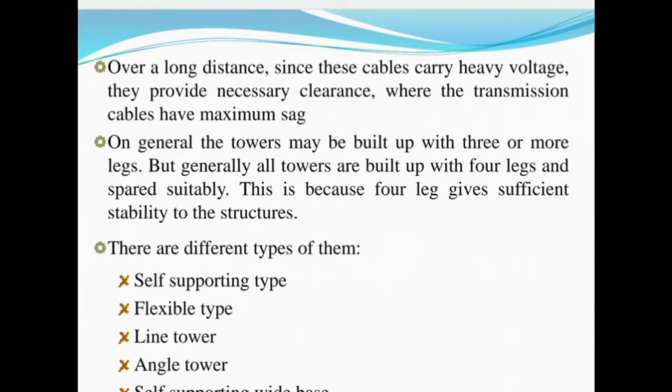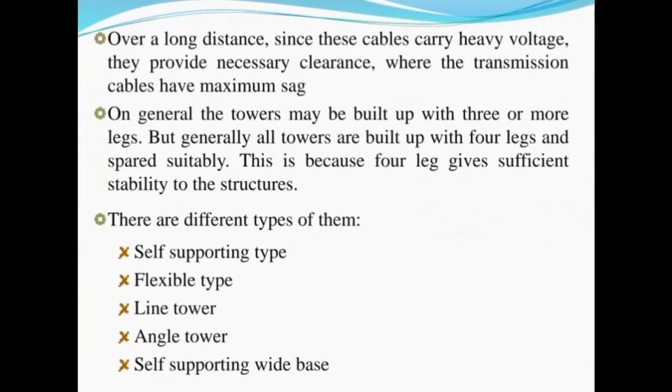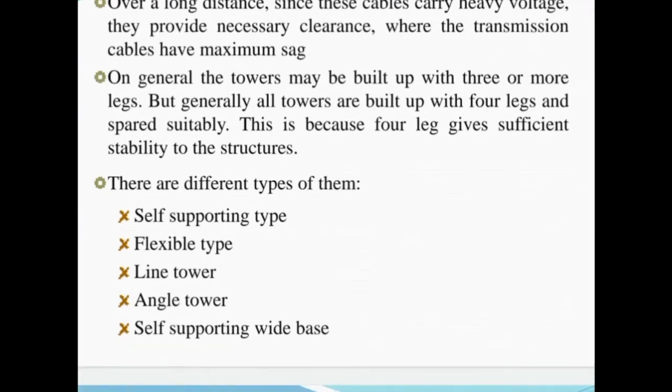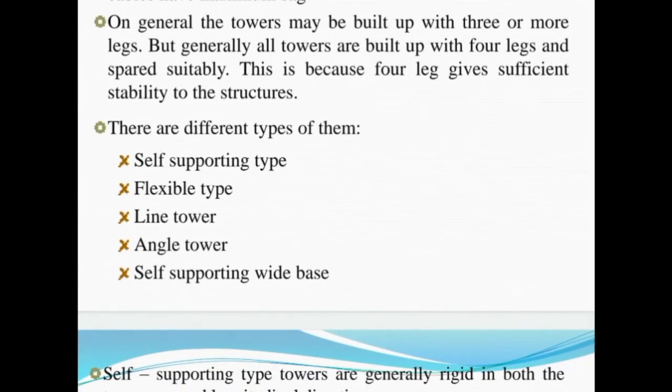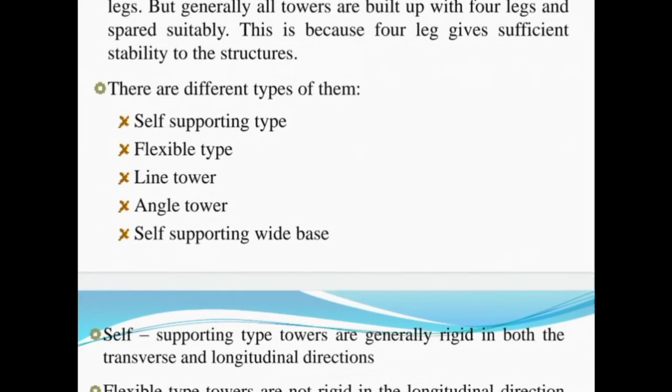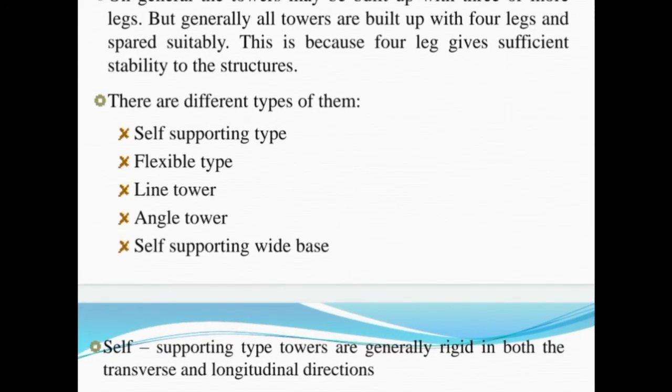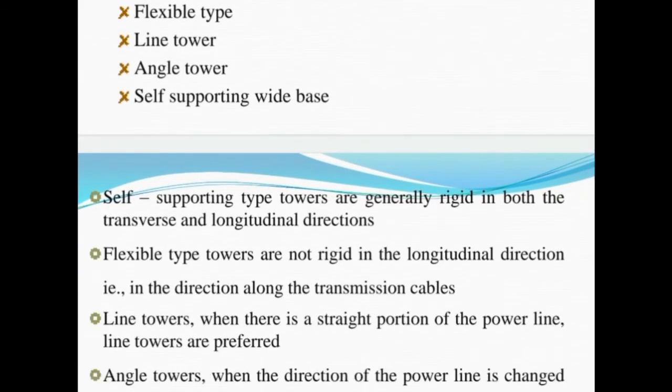But generally all these towers are built up with 4 legs and spaced suitably. This is because the 4 legs give sufficient stability to the structure. And there are some different types of transmission towers. They are self-supporting towers, flexible towers, line towers, angle towers, and self-supporting wide base. Now we can see one by one.